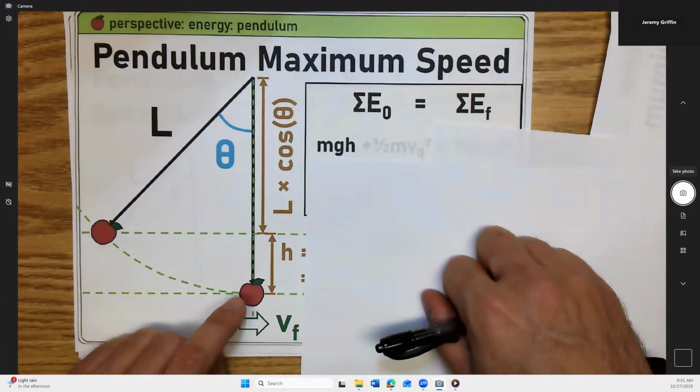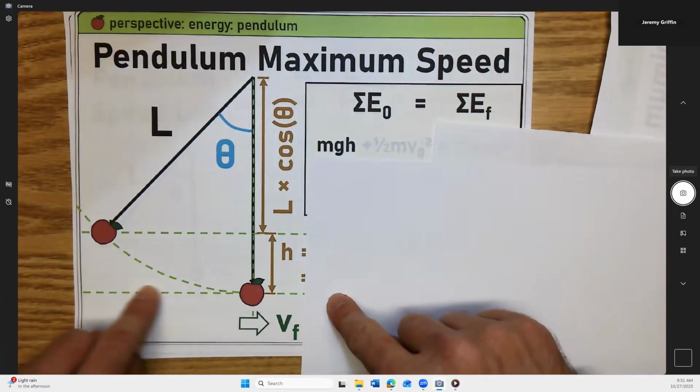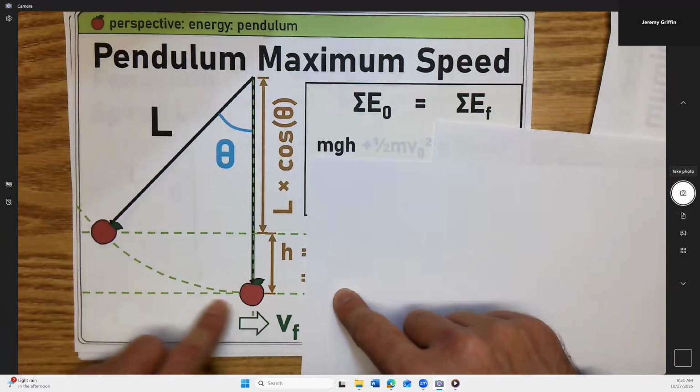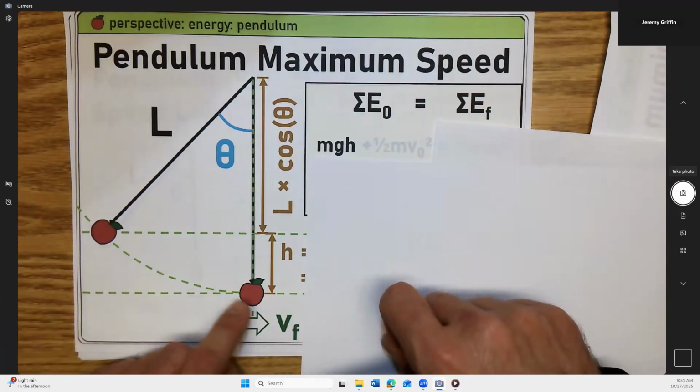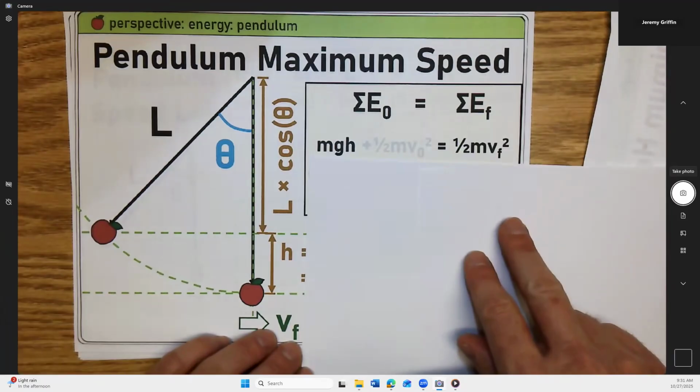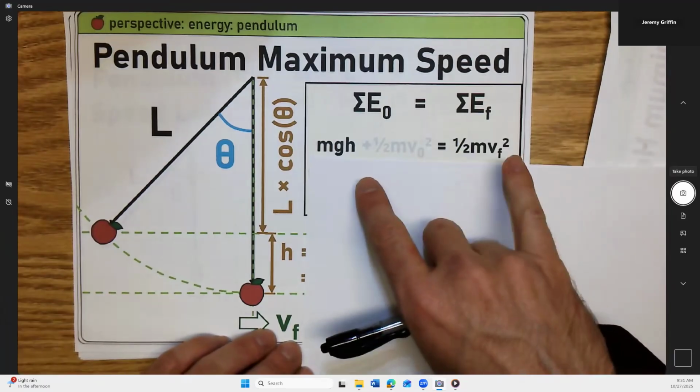Usually, when it gets to the bottom, if you define the bottom as the zero height condition, zero height right here, that means it has all what type of energy at the bottom? Kinetic. There's your 1/2 mv squared. So doesn't that turn into that basically?